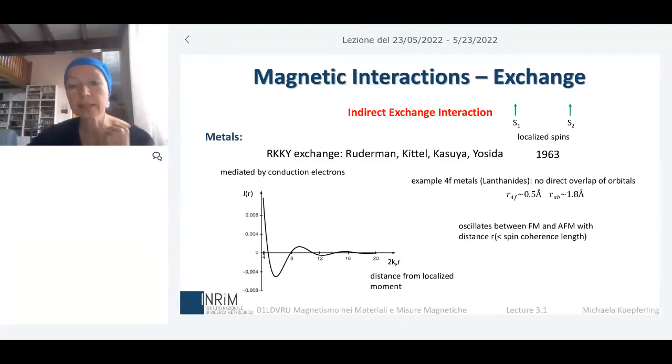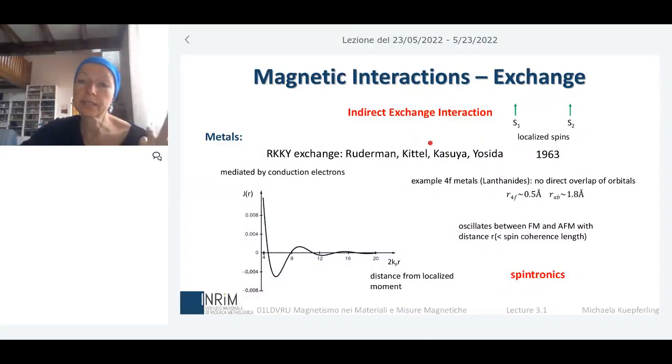The very nice thing is that if you plot the exchange constant with respect to the distance from the localized moment, then you will find that this exchange constant is oscillating. Especially is oscillating from positive to negative values. So according to the distance between the localized moments, you will have parallel alignment or anti-parallel alignment.